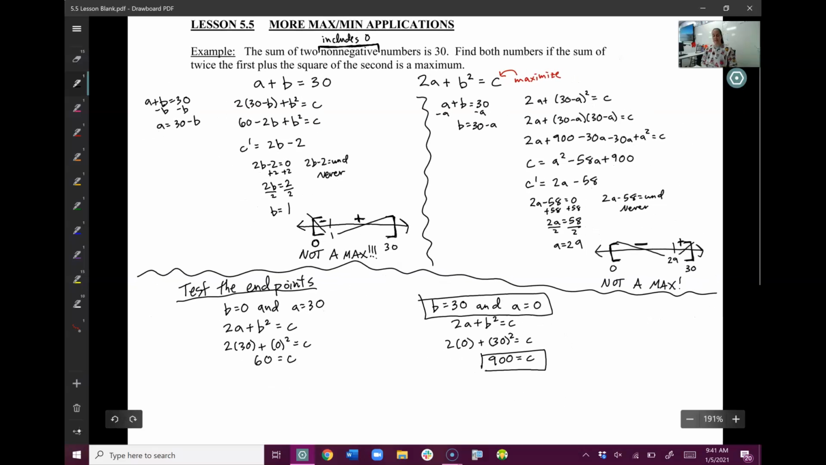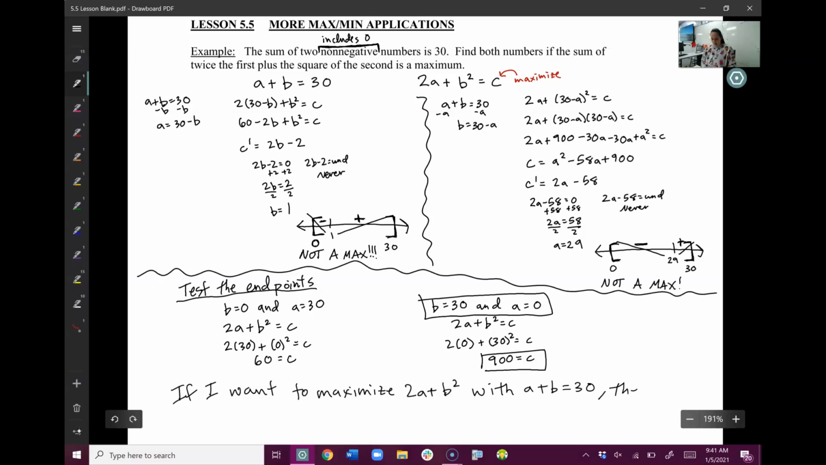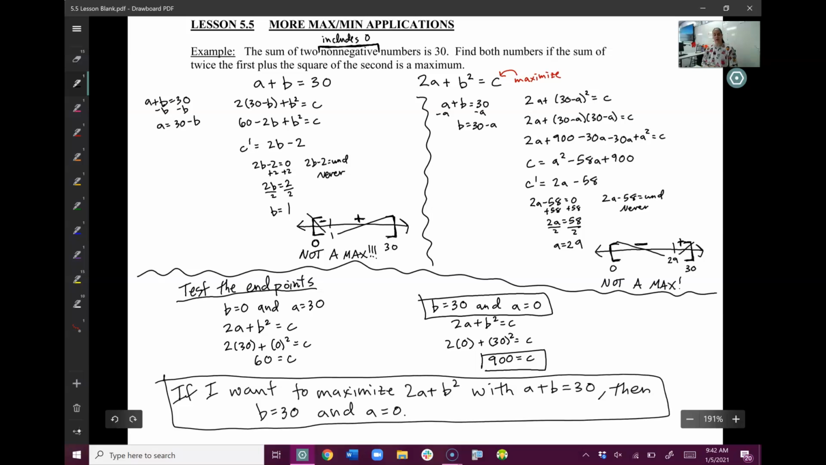Again, I can write this as a sentence. Let's see. If I want to maximize 2A plus B squared with A plus B equaling 30, then B should be 30 and A should be 0. And then, well, that's our answer. So that is it for your optimization problems. You should be able to do your homework and your quizzes now.